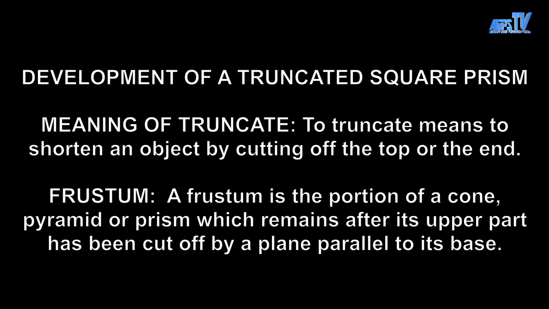Now when you talk about the frustum of an object, it is the portion of a cone, a pyramid, or a prism which remains after its upper part has been cut off by a plane parallel to its base. I take it again. A frustum of an object is the portion of a cone, a pyramid, or a prism which remains after its upper part has been cut off by a plane parallel to its base.